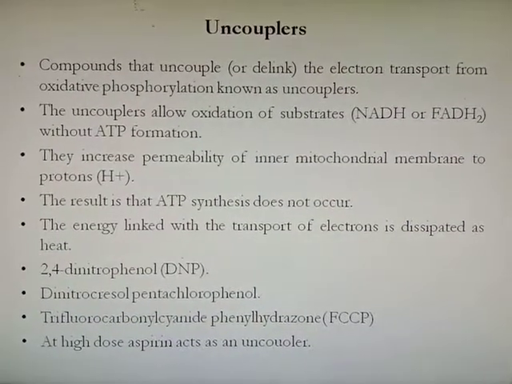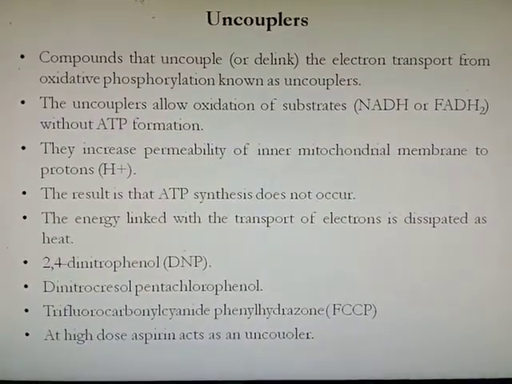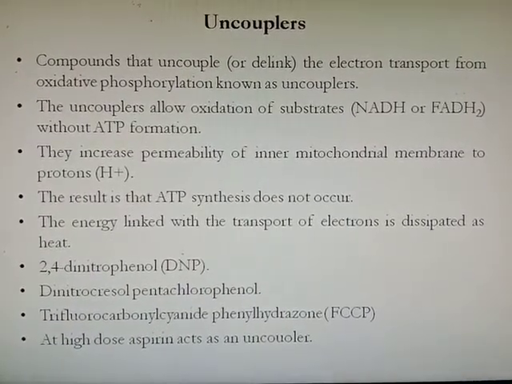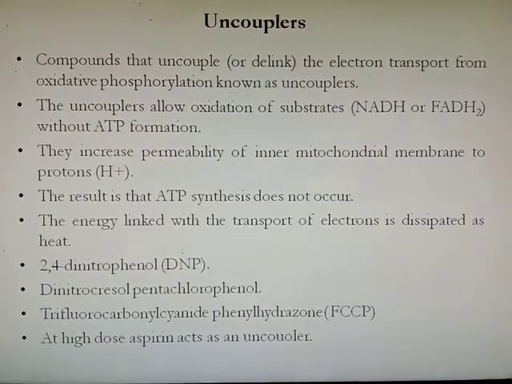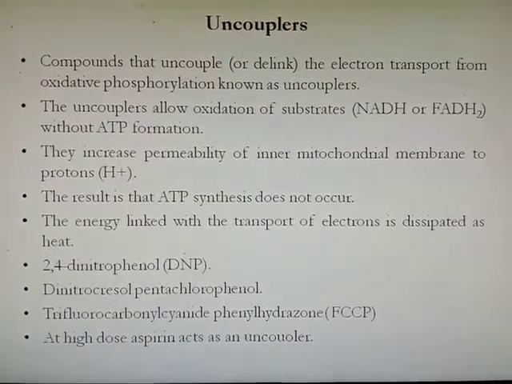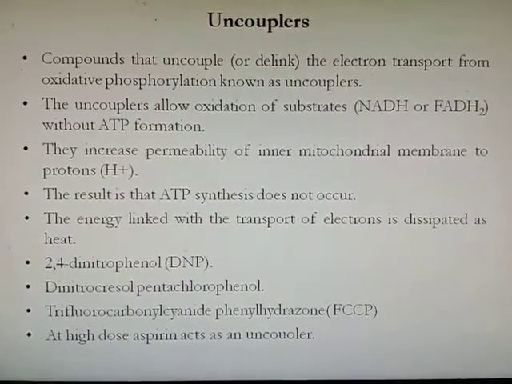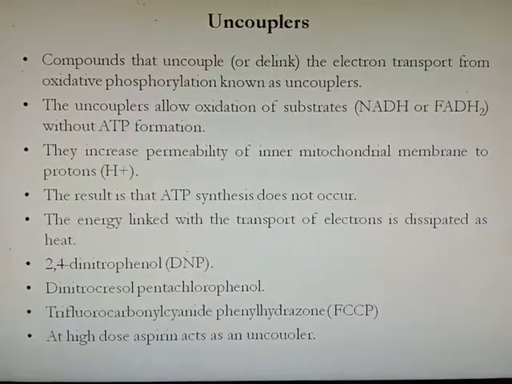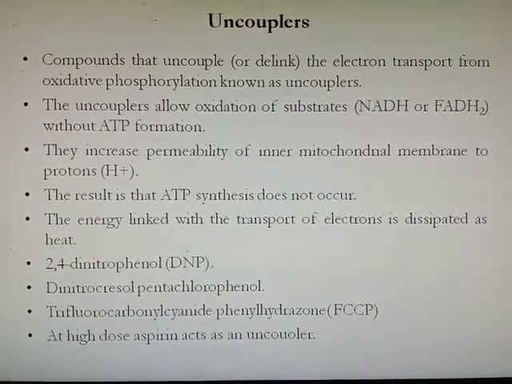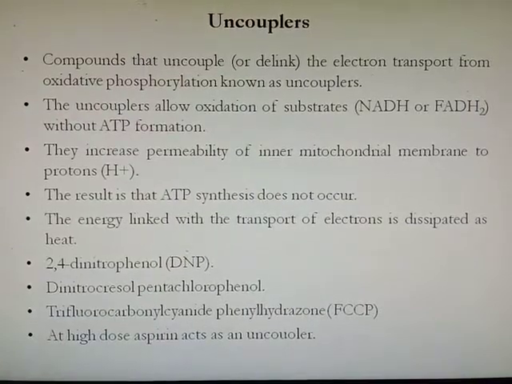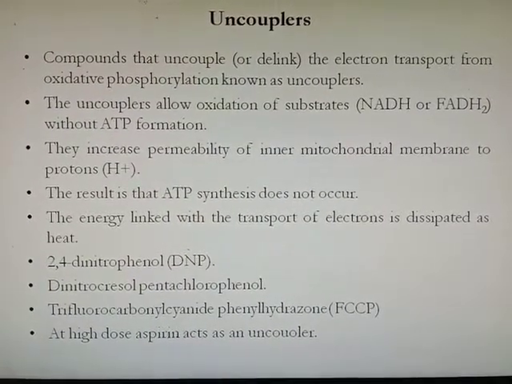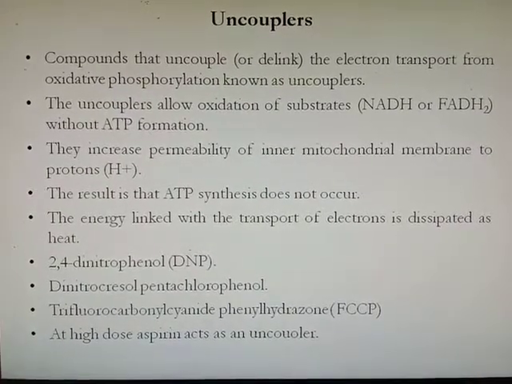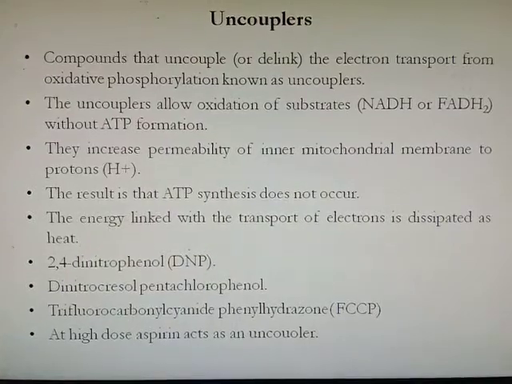Then uncouplers. Compounds which uncouple or delink the electron transport from oxidative phosphorylation are known as uncouplers. Uncouplers are different from inhibitors. Uncouplers allow the transfer of protons into the intermembrane space, but they increase the permeability of the inner membrane of mitochondria, due to which protons will not come through complex 5, they will come directly through that membrane, due to which ATP will not be synthesized.